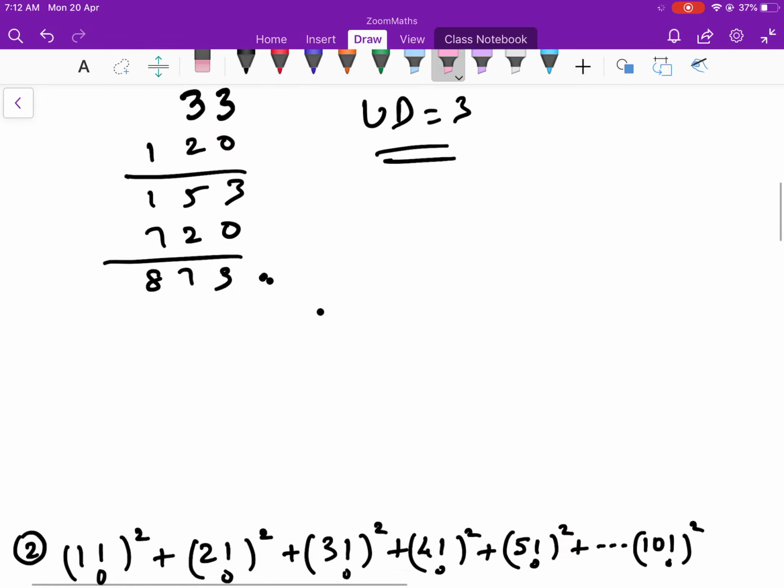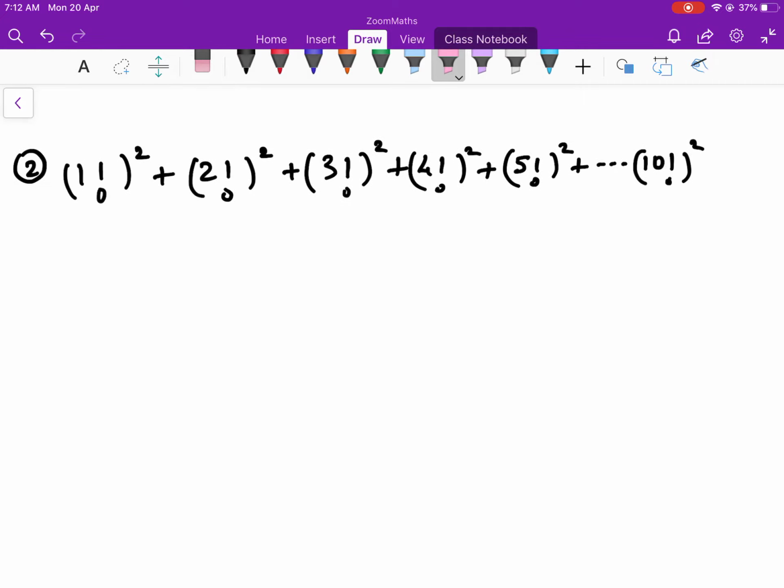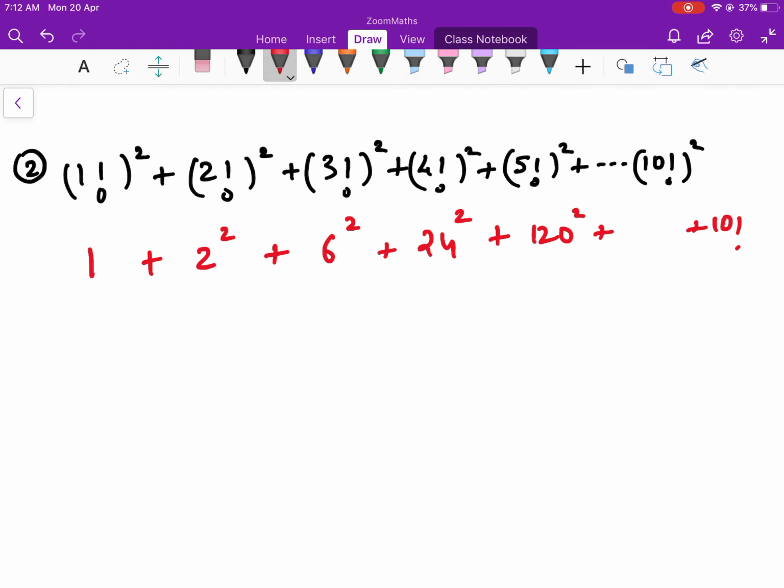Okay, let's go to the next step of this problem. Same problem, but I've used squares over here. So we know that 1 factorial is 1, plus 2 factorial is 2, and since you have a square, 2 square. 3 factorial is 3 into 2 into 1, that is 6, so 6 square. 4 factorial is 24 square. 5 factorial is 120 square, so on and so forth till 10 factorial. Now you see from 5 factorial, 120, 0 comes in, so I'm not worried, because the last digit is always going to be 0.